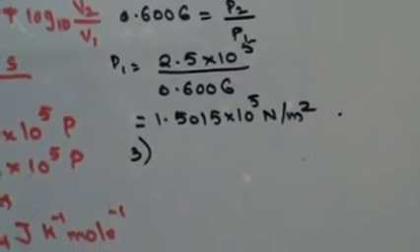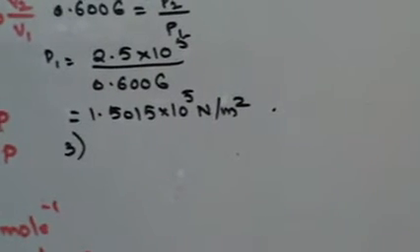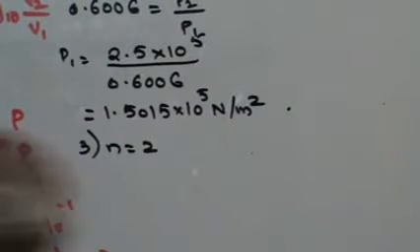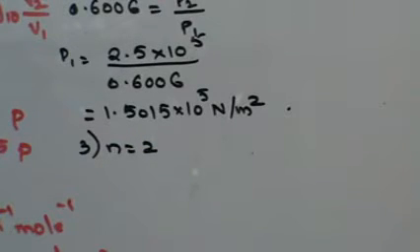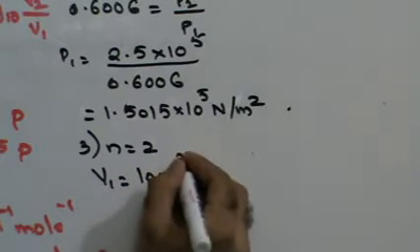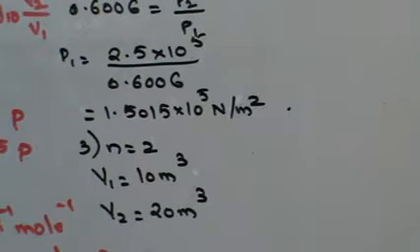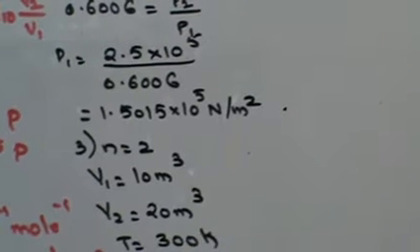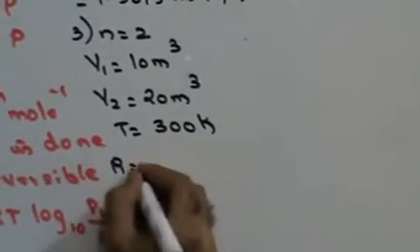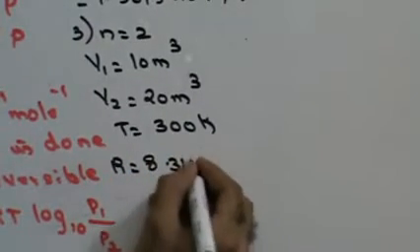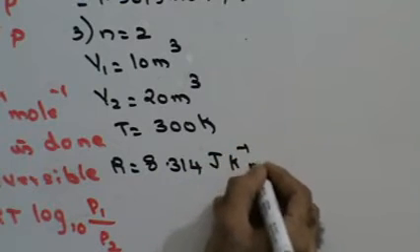Calculate the maximum work done when 2 moles of a gas is expanded from 10 meter cube to 20 meter cube at 300 Kelvin, if R is 8.314 joules per Kelvin per mole.